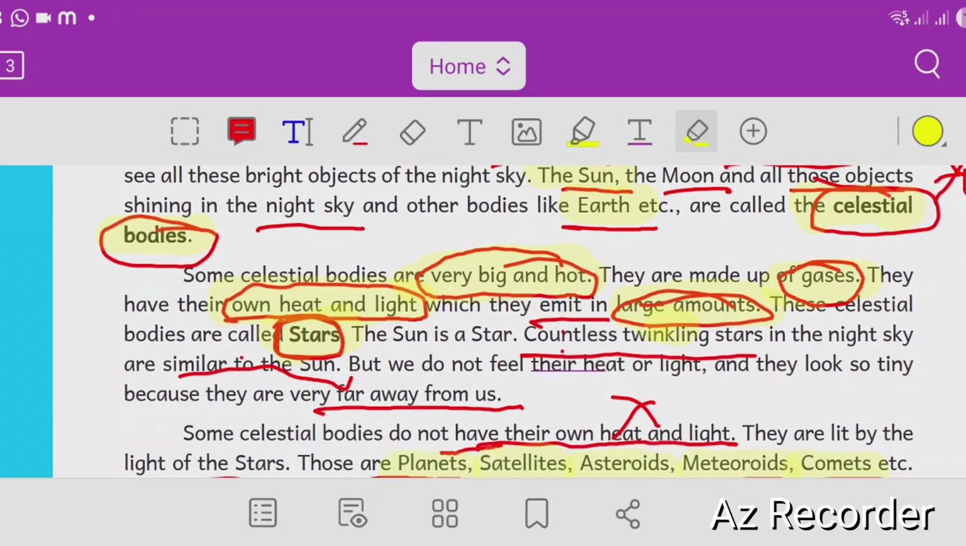Some celestial bodies are very big and hot. Now you can guess easily. In the sky we can see so many things like the moon, stars, sun, everything. Which is the biggest one? We can easily say the biggest celestial body in our solar system is the sun. Some celestial bodies are very big, and they are made up of gases. They have their own heat and light.